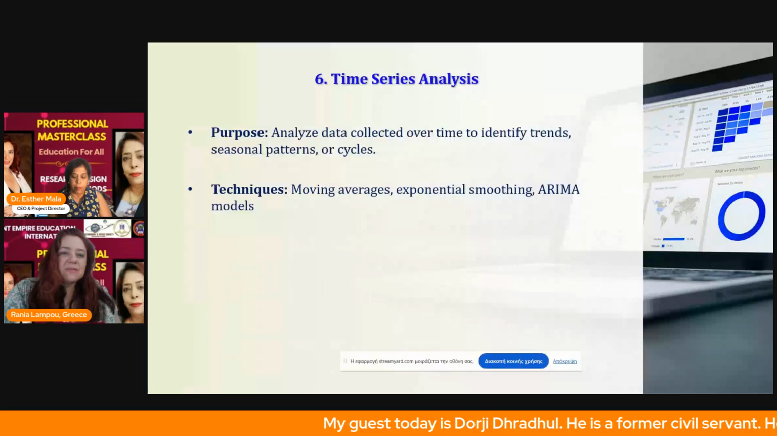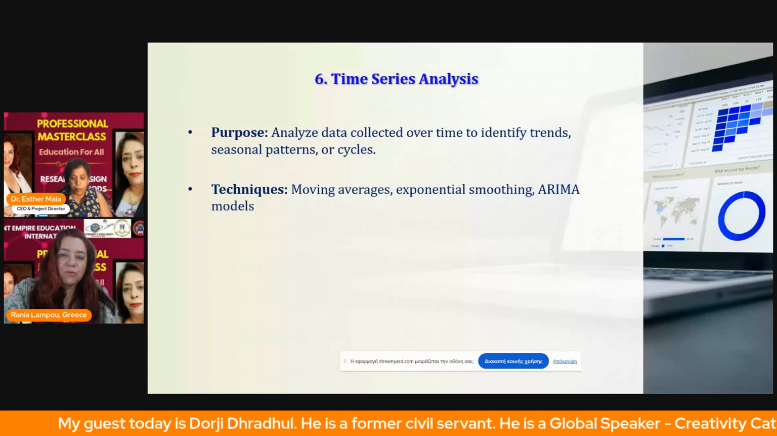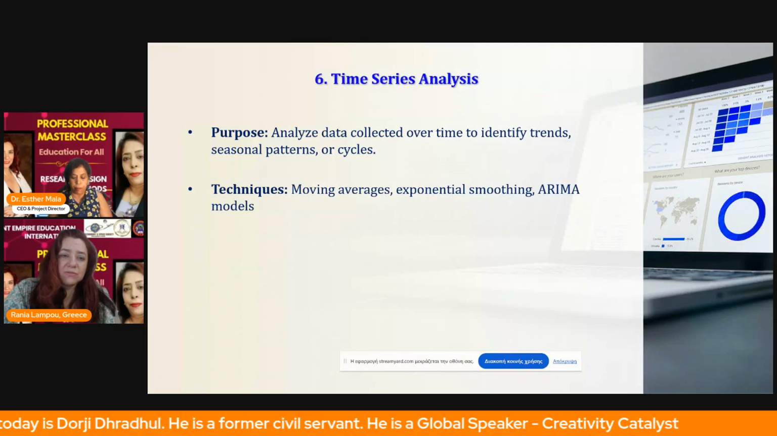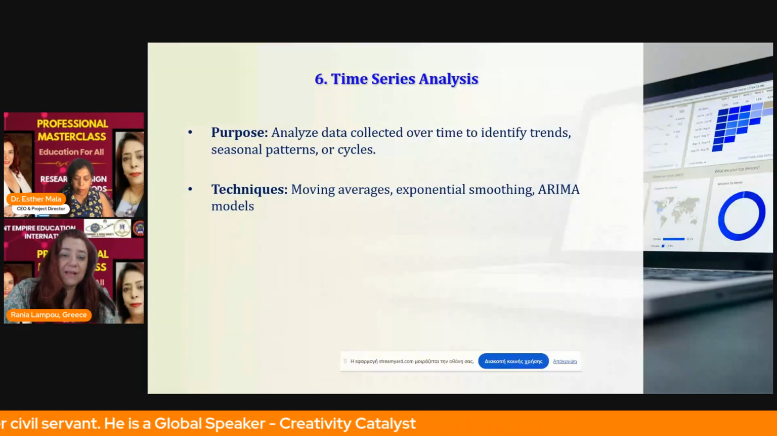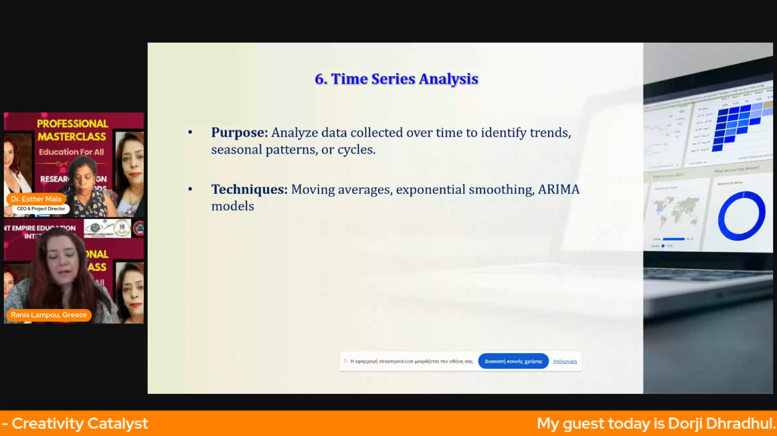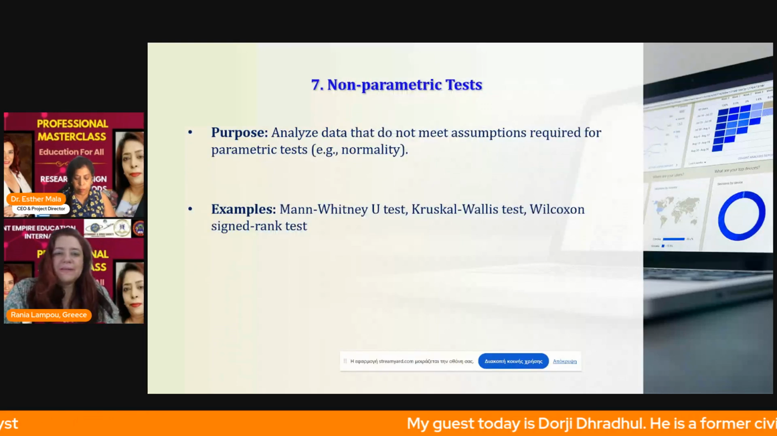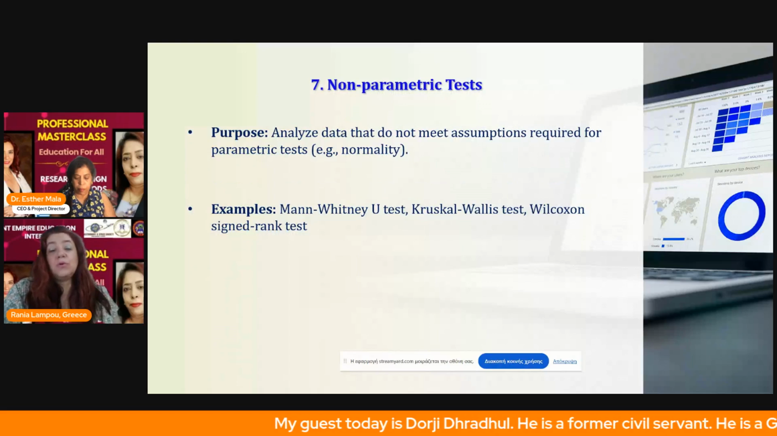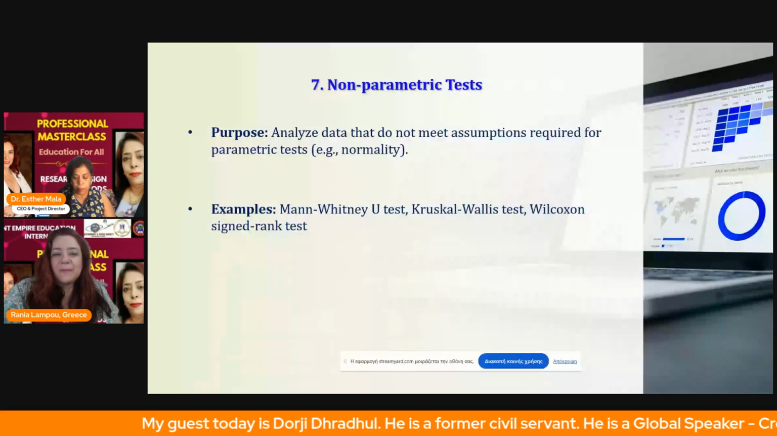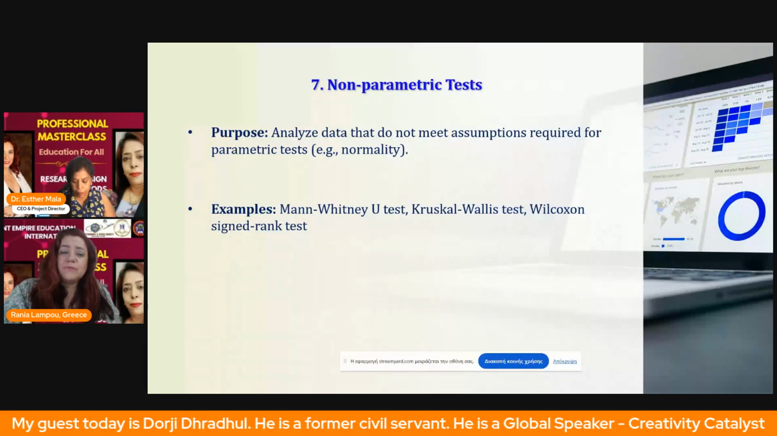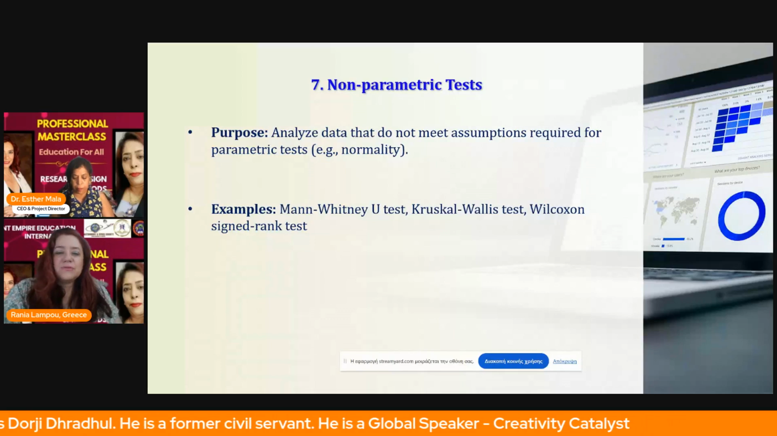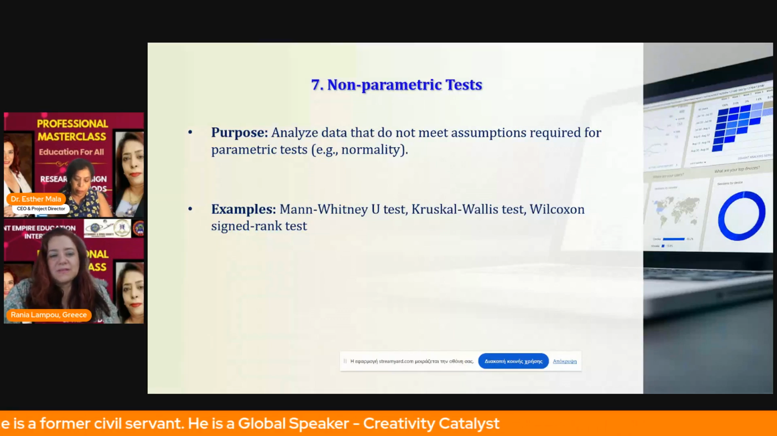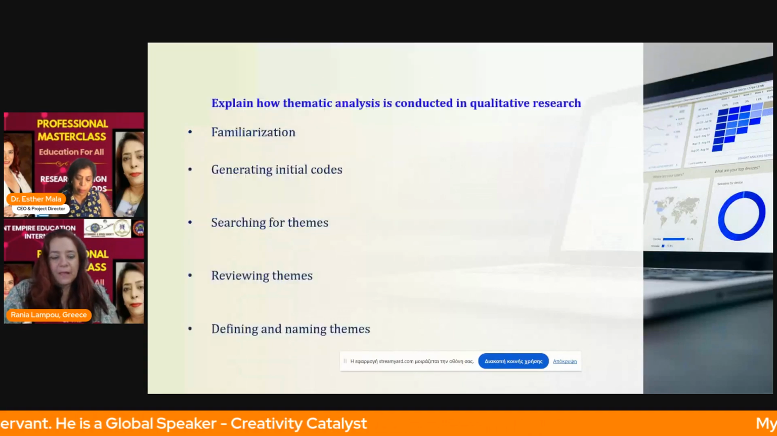Another type is time series analysis, when we want to analyze data collected over time to identify trends, seasonal patterns, or cycles. Here we use techniques like moving averages, exponential smoothing, ARIMA models, etc. And we have non-parametric tests, when we analyze data that do not meet the assumptions required for parametric tests. Examples: Mann-Whitney U test, Kruskal-Wallis test, Wilcoxon signed-rank test, etc.